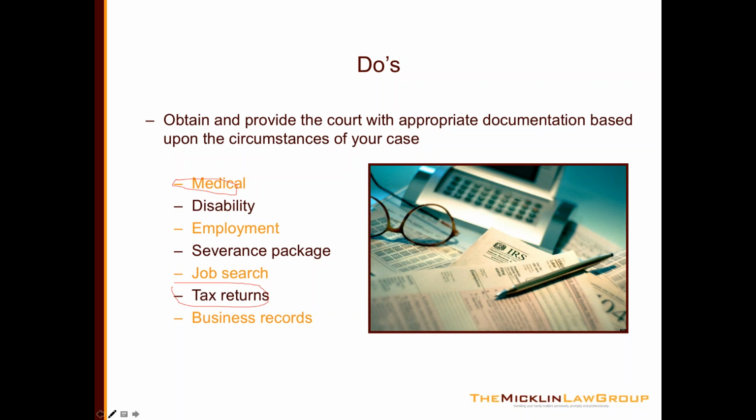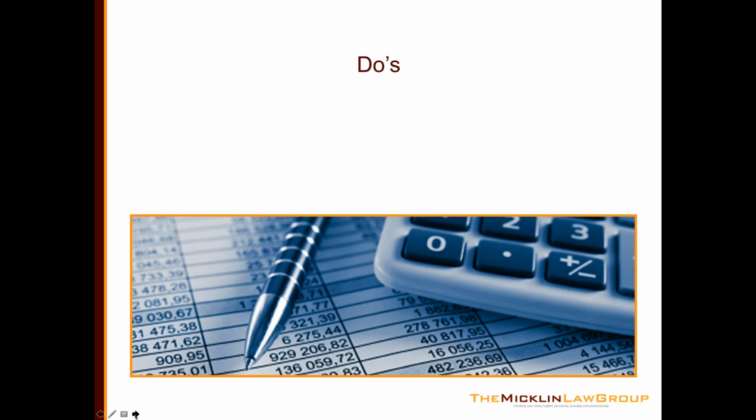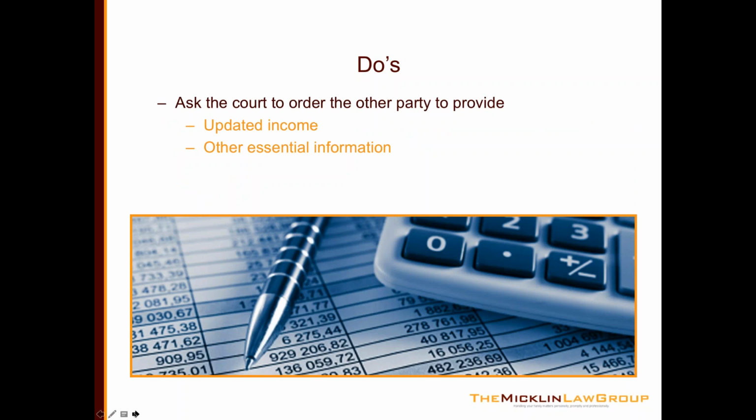Now, along those lines, some more do's about when you go to court, what are you going to be doing? First, ask the court to order the party to provide certain things. The list that I gave you a moment ago, I indicated there are going to be certain things you're not going to be able to get. Updated income, other information like medical releases, tax returns, these are all confidential.